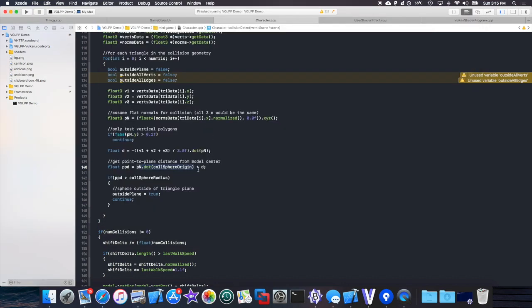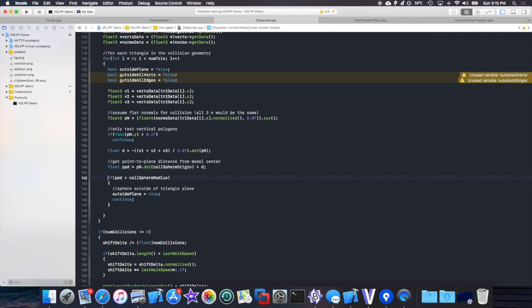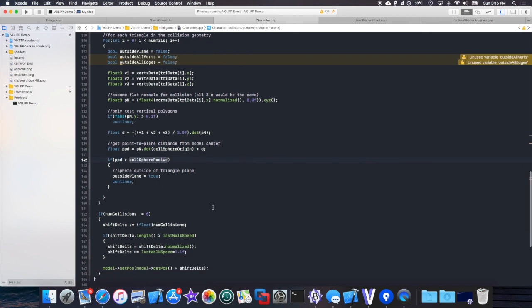testing for distance from. And then at the end here, he adds D. And then he says you can omit the square root if the normal is already normalized. And you know what? It is. So we don't need to do that. Finally, I get the point-plane distance. I want to determine if it is greater than the collision sphere radius. And if it is, we know that we are outside the plane.